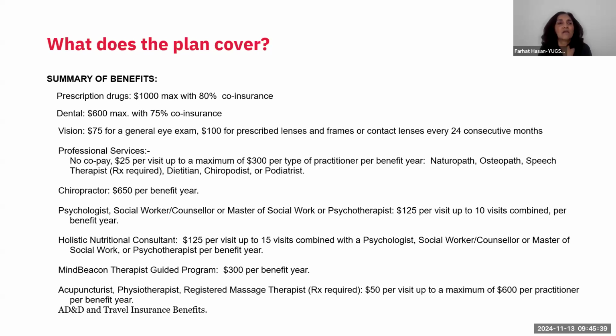Dental is $600 with 75% co-insurance. Vision is $75 for an eye exam and $100 for the purchase of prescription lenses or glasses every 24 months. Then there are professional services: chiropractor, psychologist services, nutritionist consultant, acupressure, and many more. In addition to all this, you are also covered for travel. Green Shield provides you travel insurance for up to 60 days per trip.